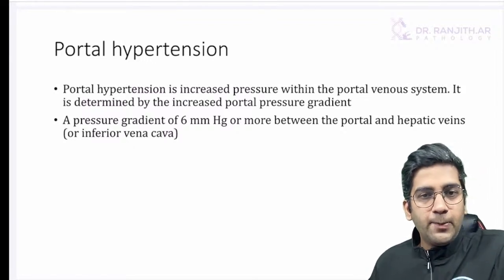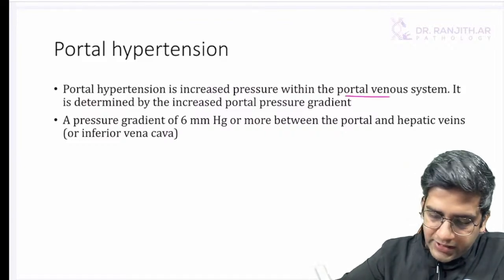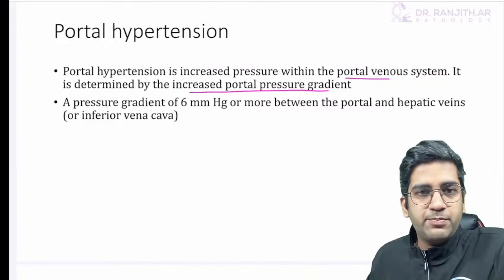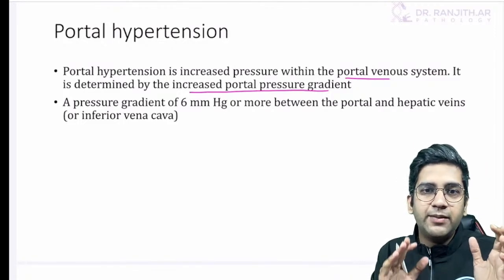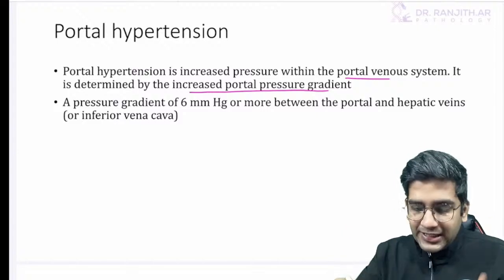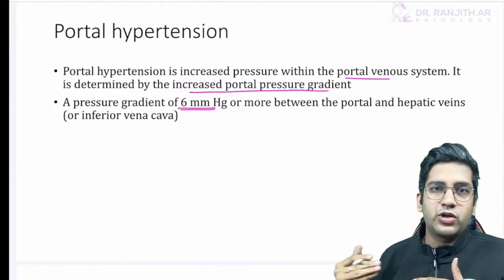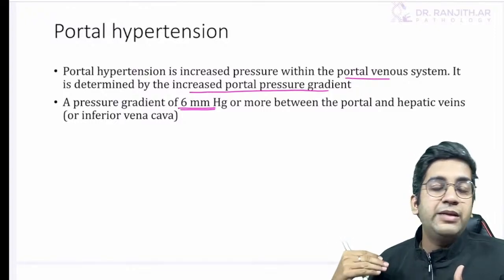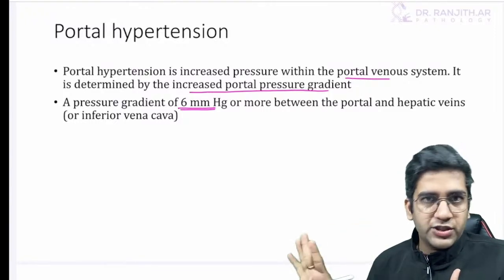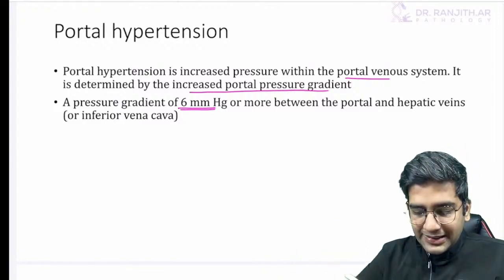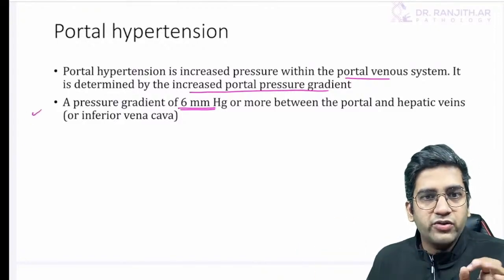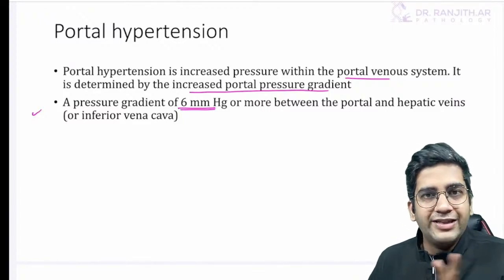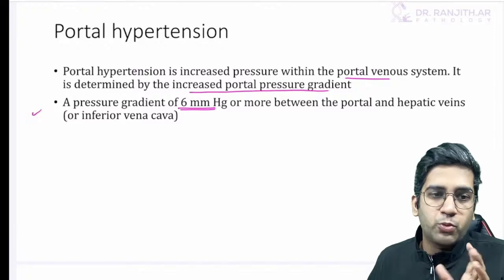Portal hypertension is an increased pressure within the portal venous system. The way it is said, it's actually based on the pressure gradient. It's not just the pressure. The difference between the portal veins and the hepatic veins, if the gradient is 6 millimeter of mercury or more, I call it portal hypertension. Or some books say that more than 8 millimeter of mercury or more than 10 millimeter of mercury of portal pressure alone is also told as portal hypertension. But this is the right definition. The pressure gradient of 6 millimeter of mercury or more between the portal vein and hepatic veins, or portal vein and the inferior vena cava, is called portal hypertension, right?